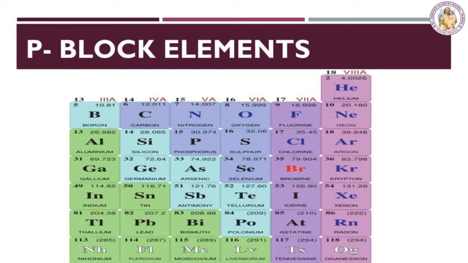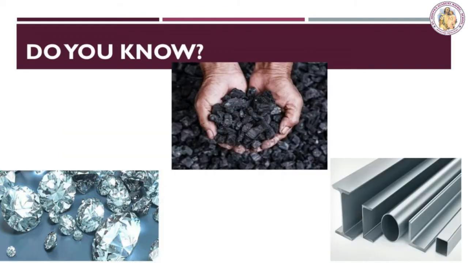Elements present in the P block are helium, boron, carbon, nitrogen, oxygen, fluorine, neon, aluminium, silicon, phosphorus, sulfur, chlorine, argon, gallium, germanium, arsenic, selenium, bromine, krypton, indium, tin, antimony, tellurium, iodine, xenon, thallium, lead, bismuth, polonium, astatine, radon, nihonium, flerovium, moscovium, livermorium, tennessine, oganesson.